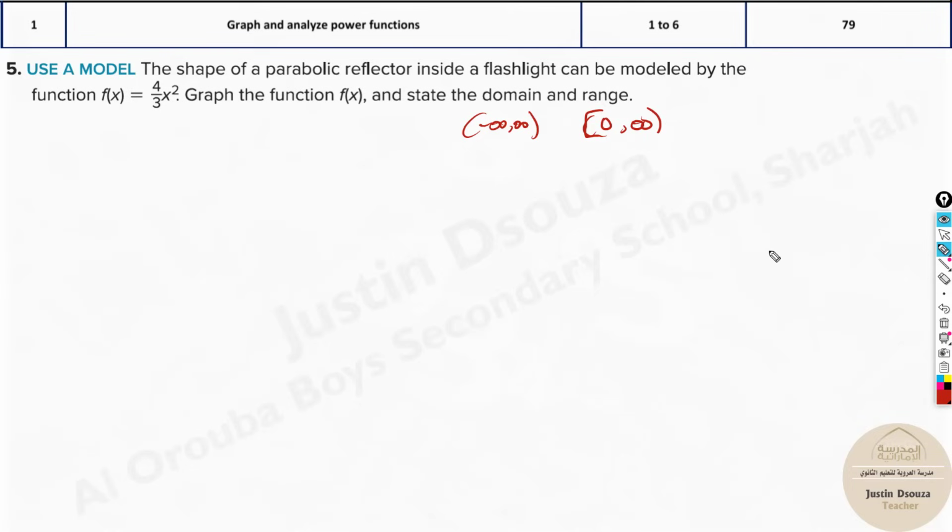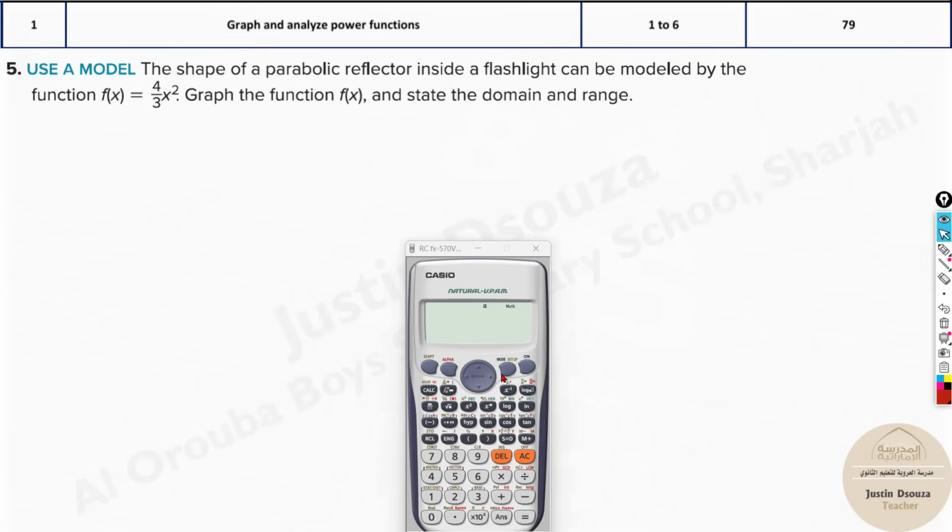Now, how do you graph it up? I will show you. Let's take our calculators now. You need to press mode and then look over here. 7 gives you the table option. Write the function. It is 4 divided by 3 and alpha x squared. Now, there's only one equation to graph. Some of you may not have this option, so even if you have it, just press equal to.